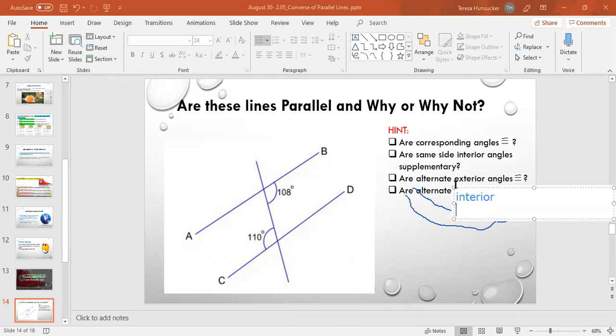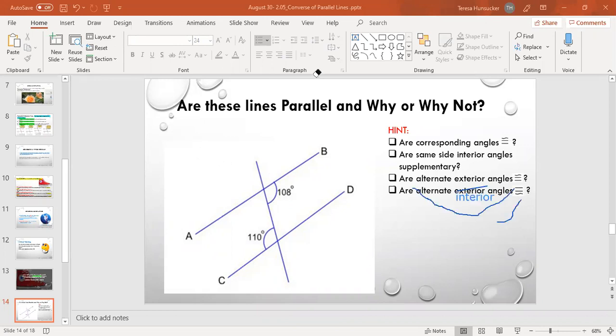All right. And let me get my eraser. So what do you think? Which angles are alternate interior angles? Okay. I just erased it.